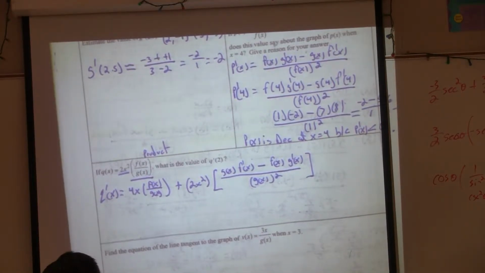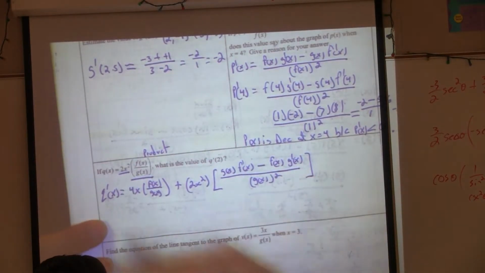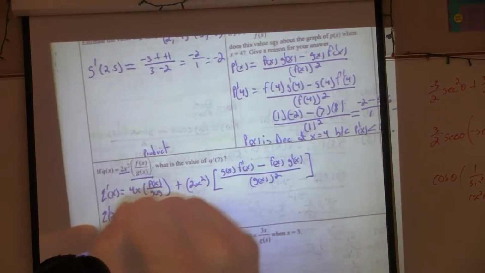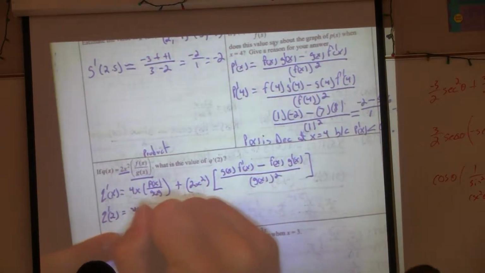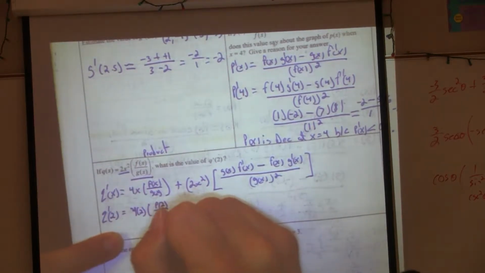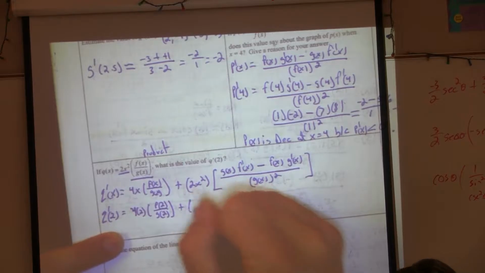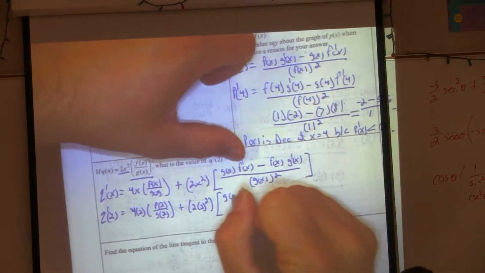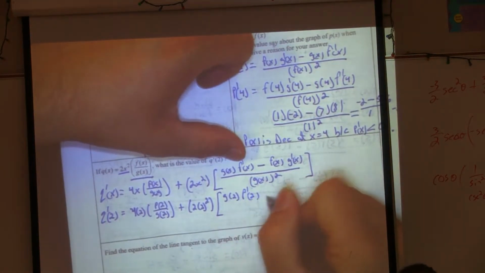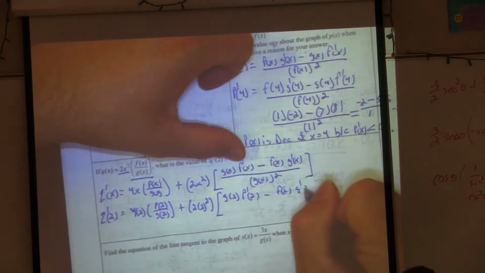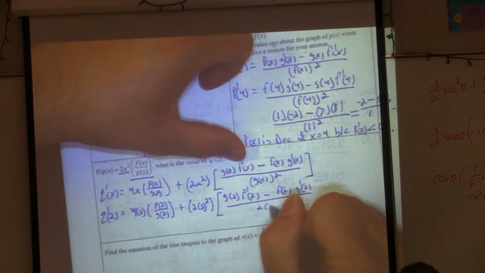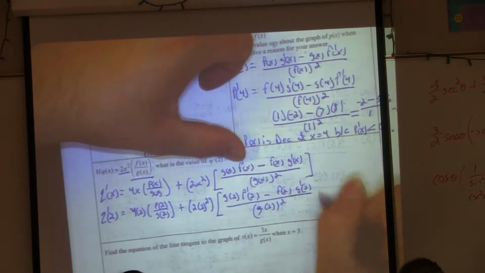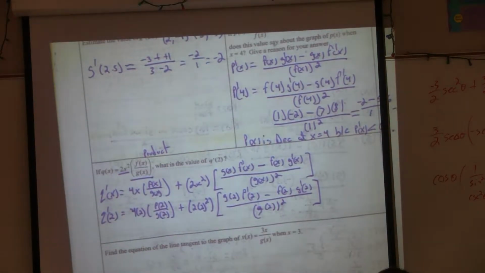Is this already the derivative? Yeah, it is. Can I evaluate it? What are we trying to find? Q prime at 2, so replace everything with 2's. So 4 times 2 times f of 2 over g of 2 plus 2 times 2 squared times g of 2 f prime of 2 minus f of 2 g prime at 2 all over g of 2 squared.